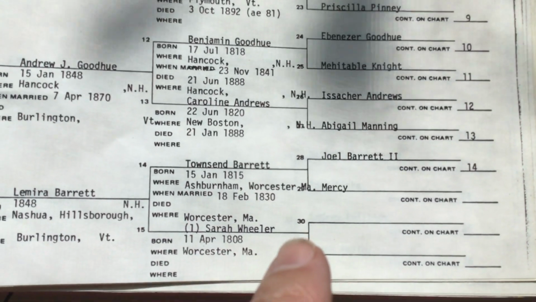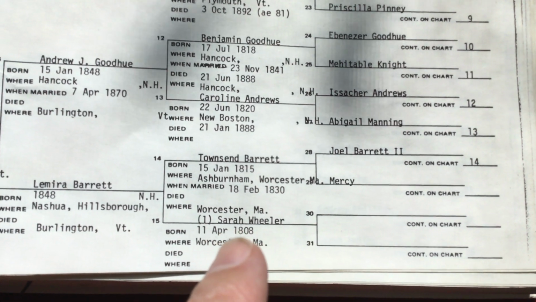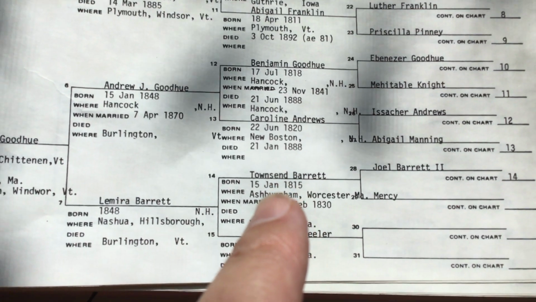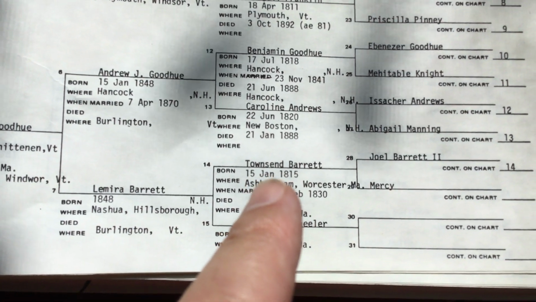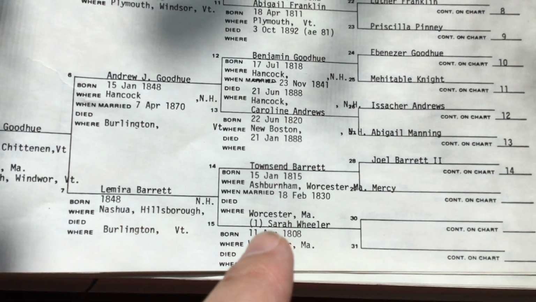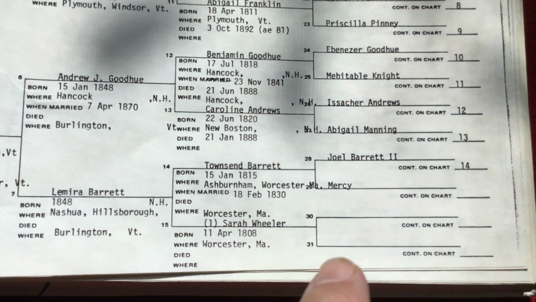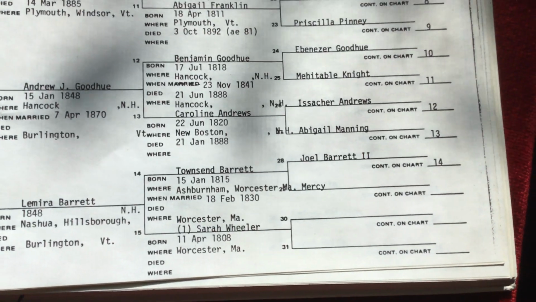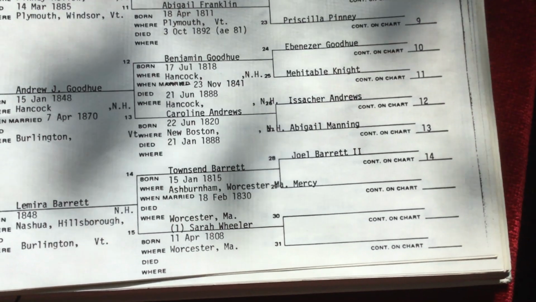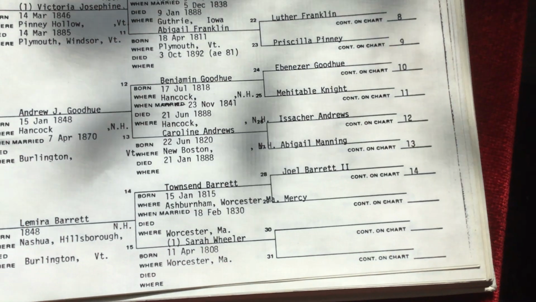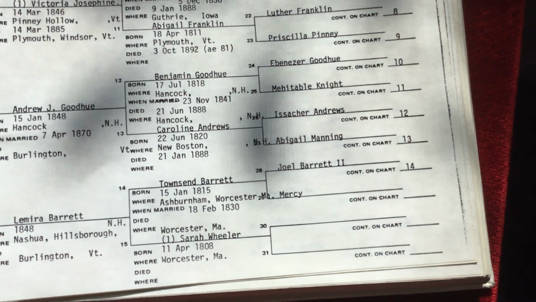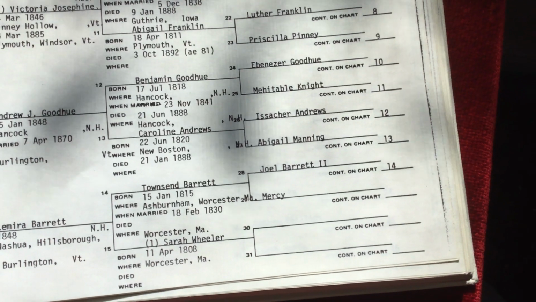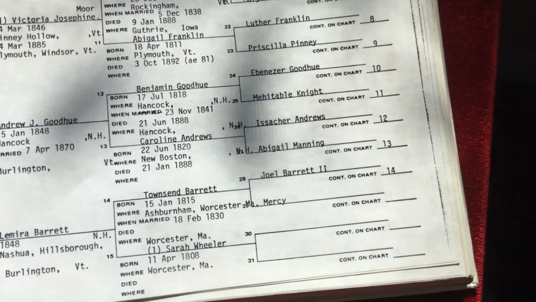Now, you'll see that sometimes you don't have information. Lemira Barrett is the daughter of Townsend and his first wife, Sarah Wheeler, but they haven't filled this in yet. And I happen to know a lot about the Wheelers. I'm a descendant of the Wheeler family too. There's a lot of information in there, and sometimes you need to go to a website like Ancestry.com or FamilySearch, and they'll have more information you can fill in.